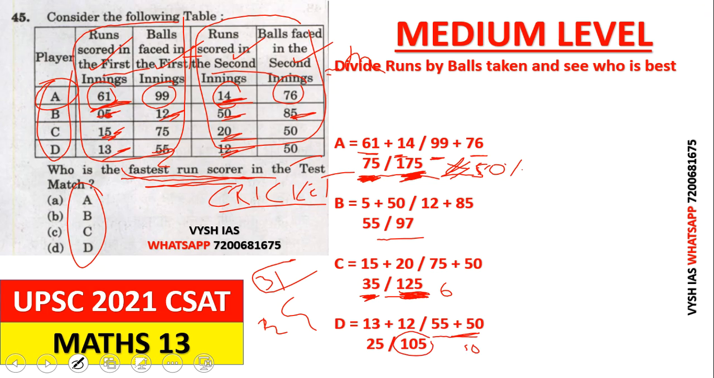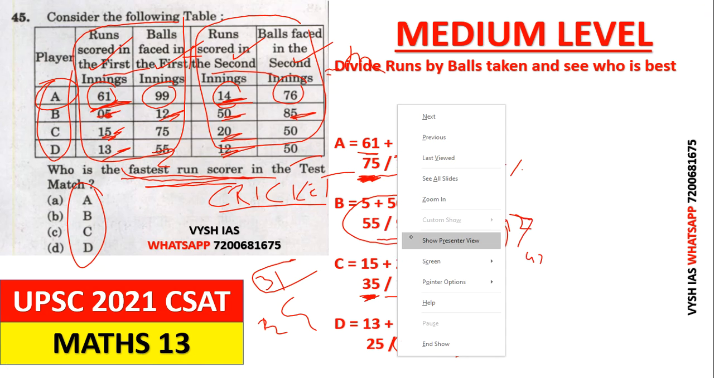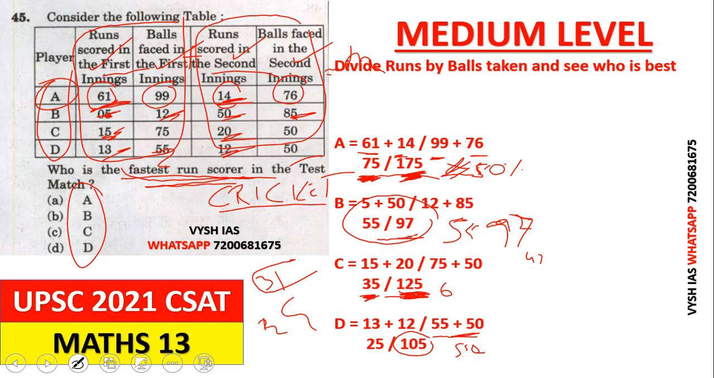I'm telling you, if it was a 50 strike rate, at least 50 runs he should have taken. But this person took 97 balls and scored 55 runs. Compared to the other three, this is very good, right? Because half of 97 is what? Around 40-something. More than half he scored of the balls he faced. So obviously B is the fastest player.